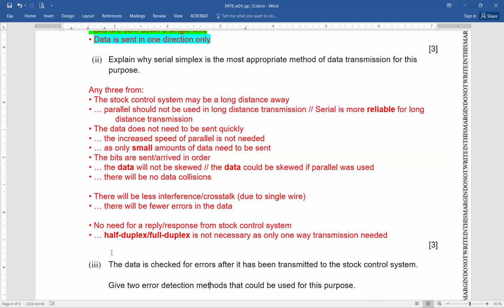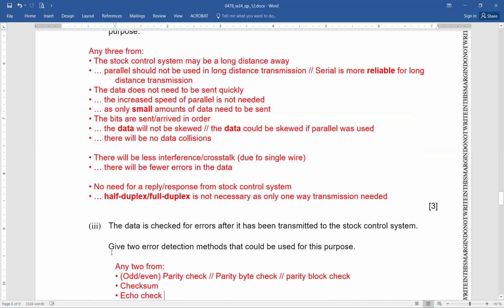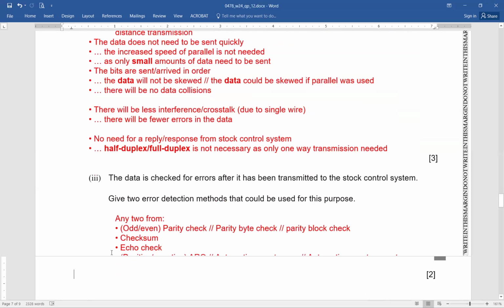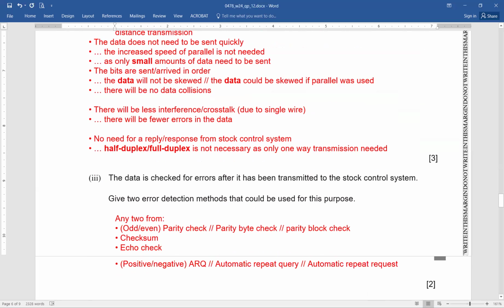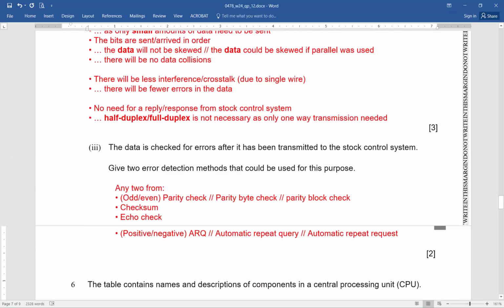Now, part 3. The data is checked for errors after it has been transmitted to the stock control system. Give 2 error detection methods that could be used for this purpose. And simple, you know it very well. You have to write down the reasons, and these are your odd or even parity check. A student can write checksum, echo check, or ARQ. And in this manner, just mentioning the keywords parity check, ARQ, checksum, or echo check, he will be scoring 2 out of 2 here.